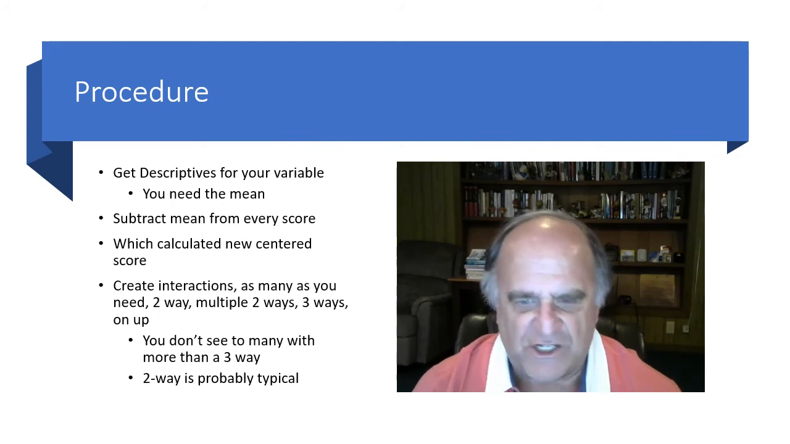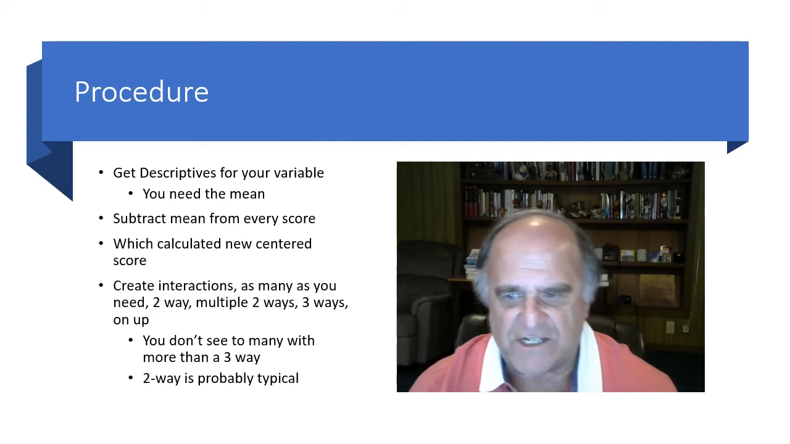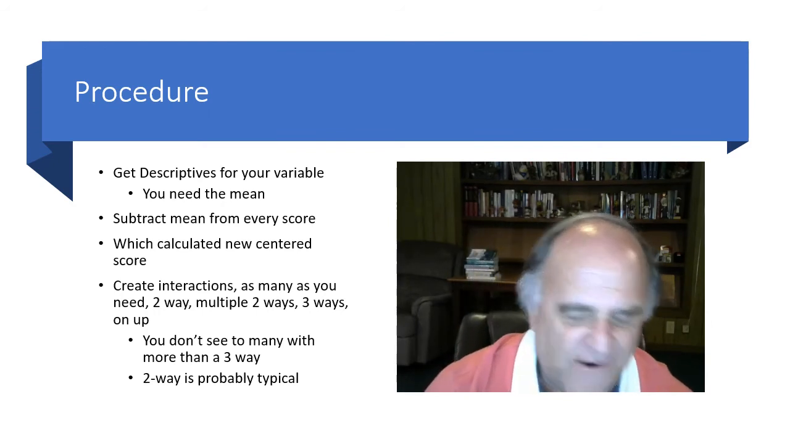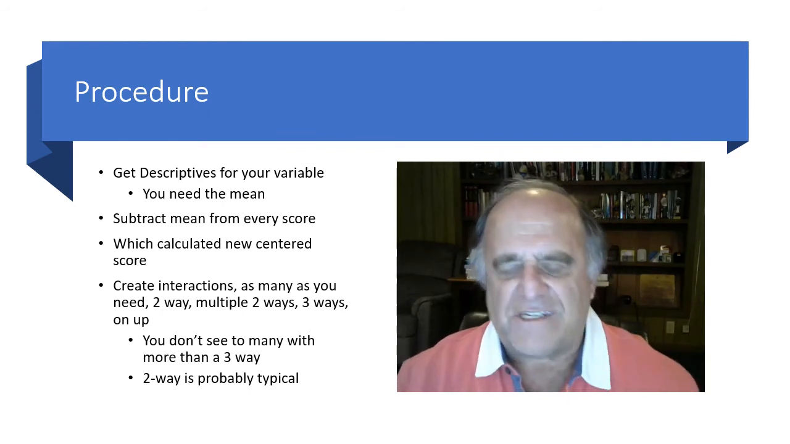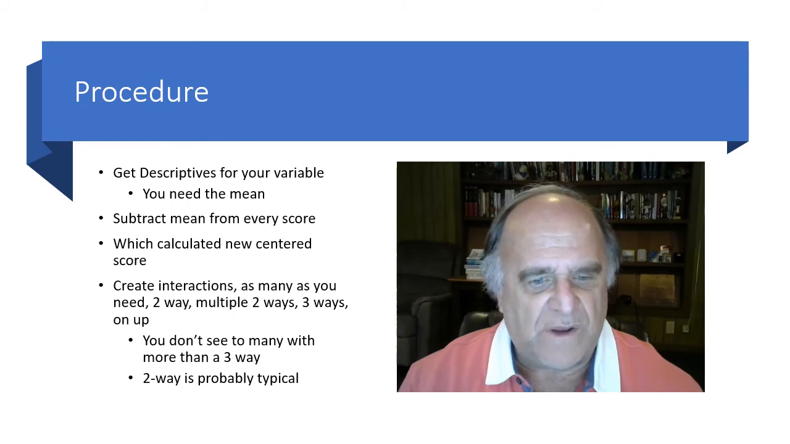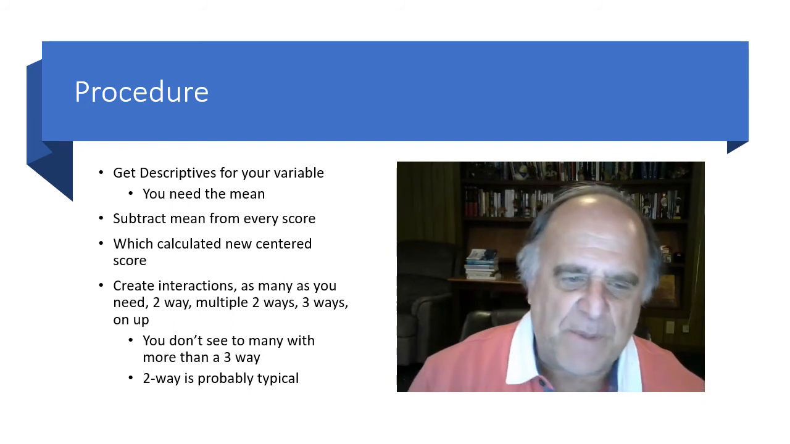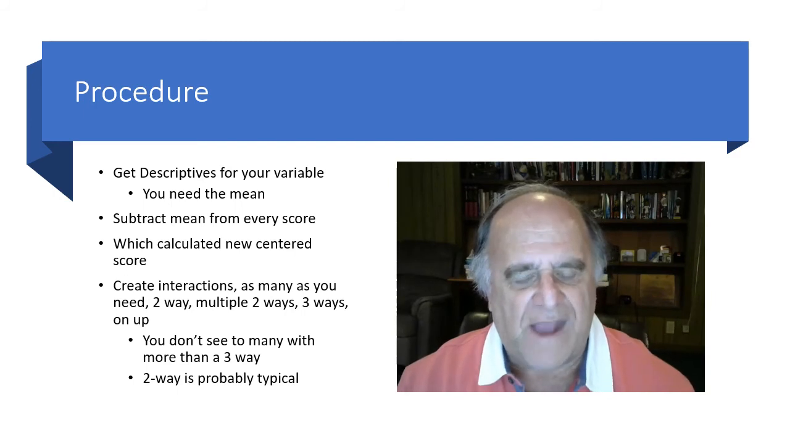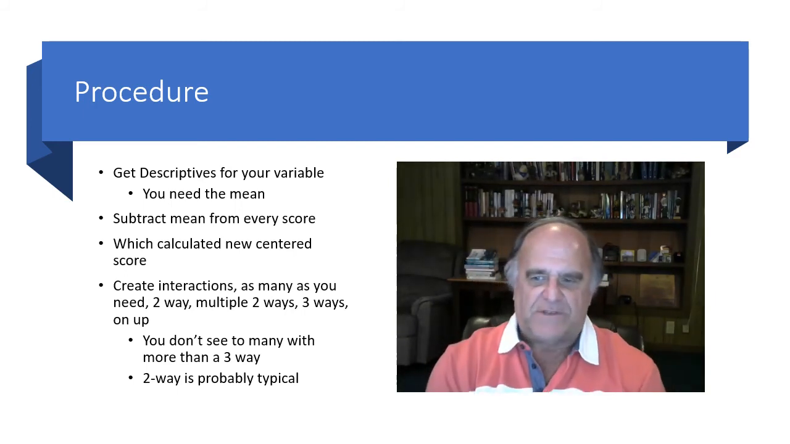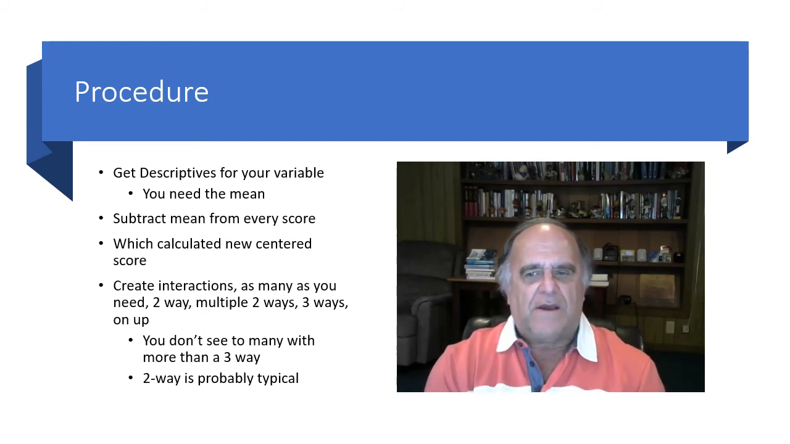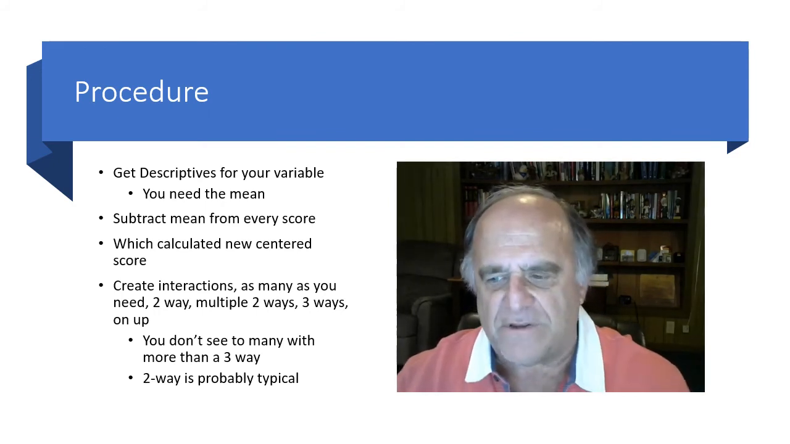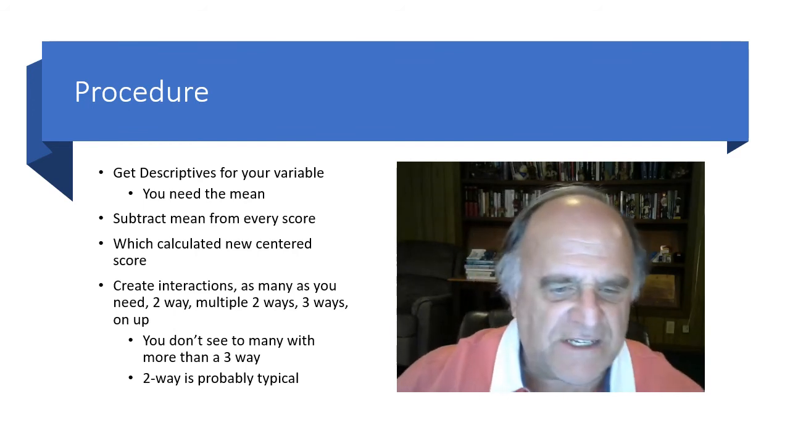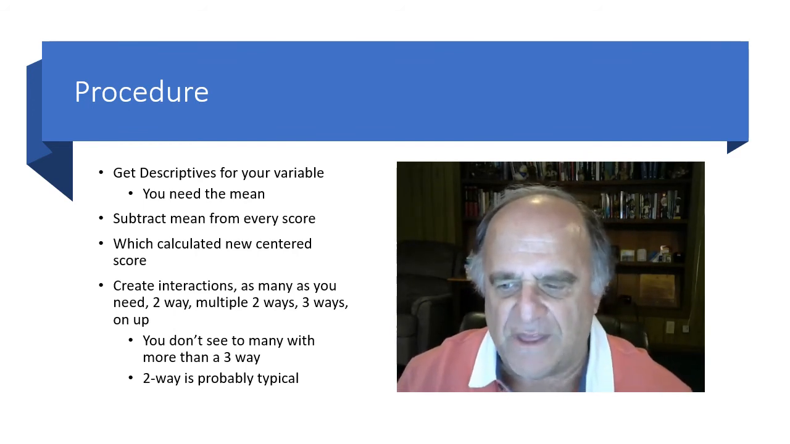And you can create as many as you need, either a two-way interaction, multiple two-way interactions, three-way interactions, four-way interactions, however many you need. I will say, though, I don't see too many studies that involve more than a three-way interaction. And it's probably typical that you don't really have more than a two-way interaction, especially when you're dealing with continuous variables. Now, maybe for categorical variables, yes. But for continuous variables, you don't see many situations where you really use more than a two-way interaction.